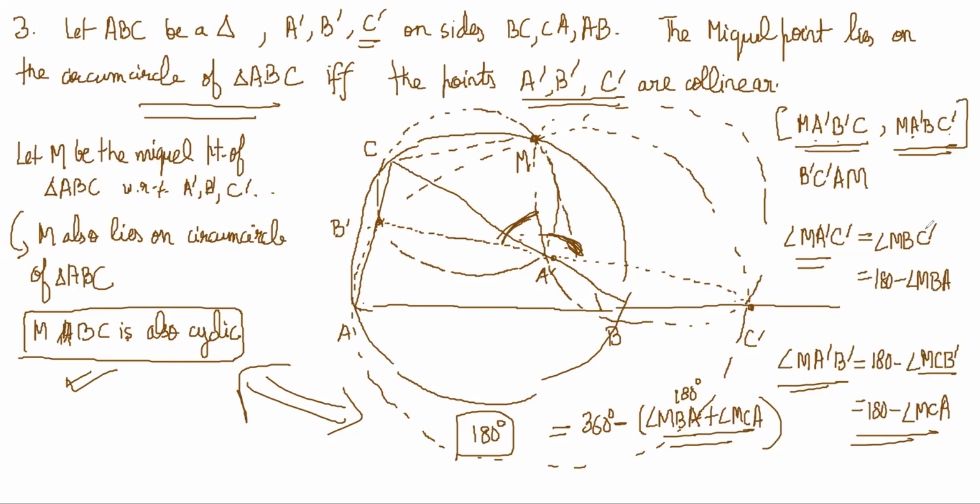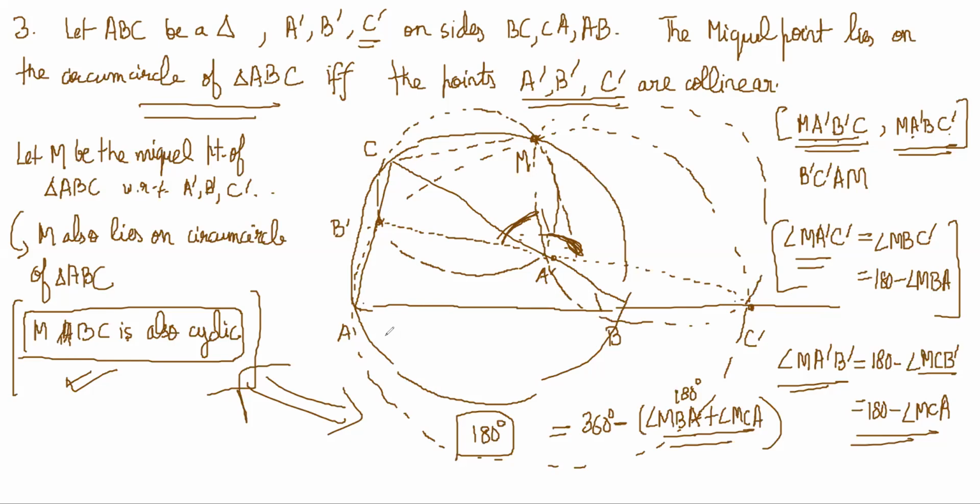One cyclic quadrilateral was MA'B'C, and one cyclic quadrilateral was MA'B'BC', right? So using those two, we are writing these results, and we got it in terms of the third cyclic quadrilateral, which is the triangle's circumcircle, the big triangle circumcircle. So this proves that both of the statements are equivalent, and we have a result.